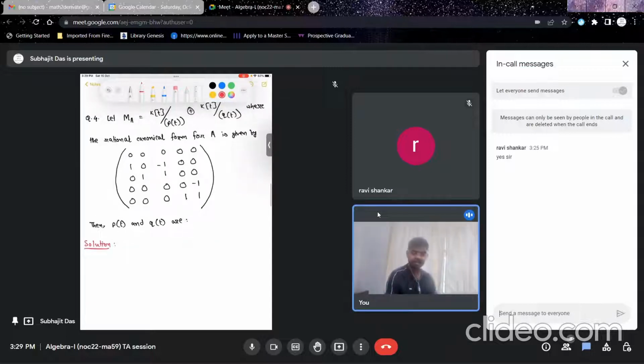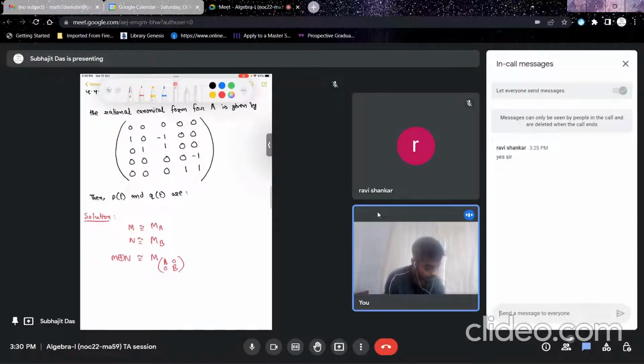This is just repeating what the instructor said this week: suppose M is a module which comes from a matrix A, and N is a module which comes from a matrix B. Then M direct sum N is isomorphic to the block matrix with A, 0, 0, B. So using this description we can find out what K[t] modulo the ideal generated by p(t) is. Let me write it nicely.